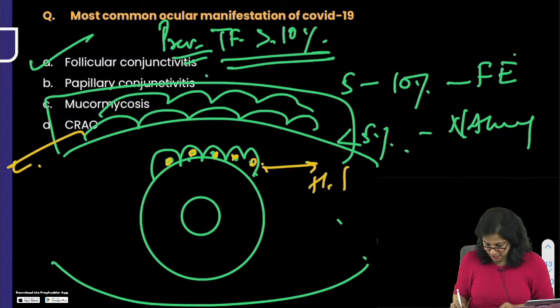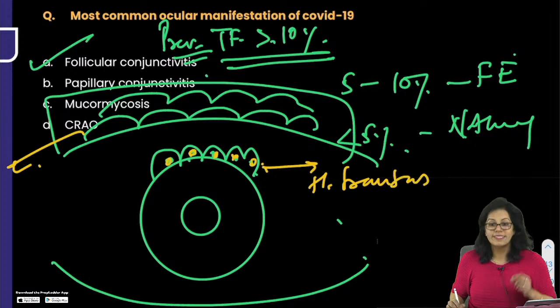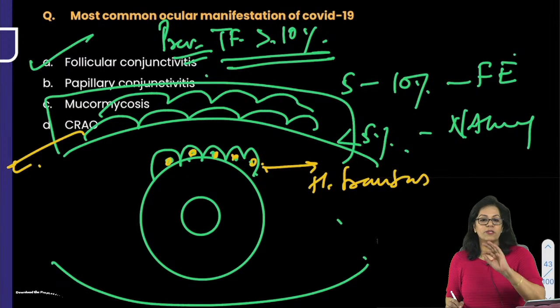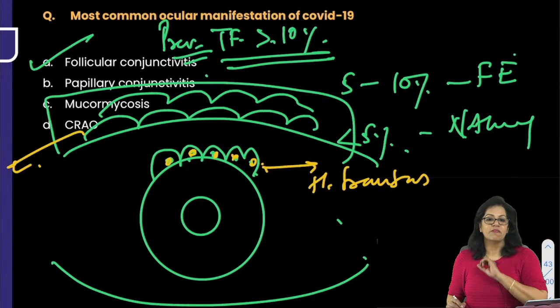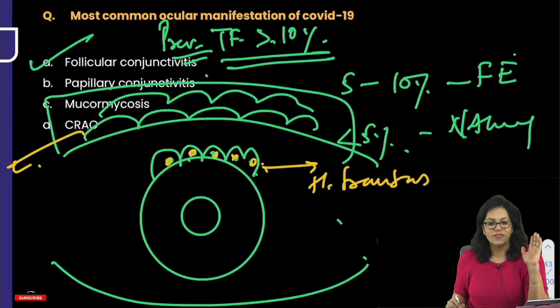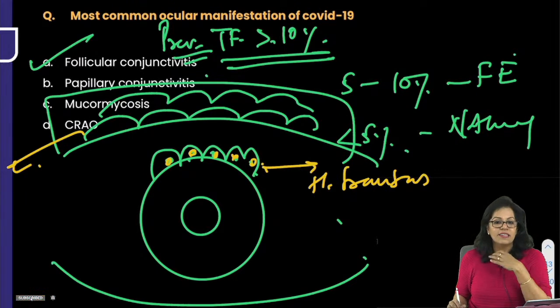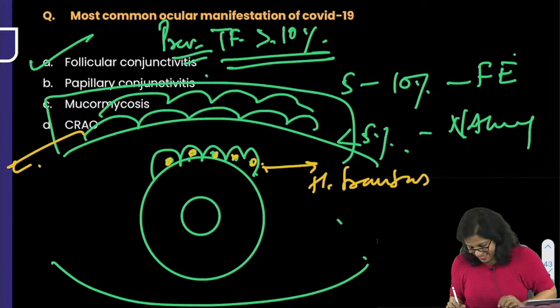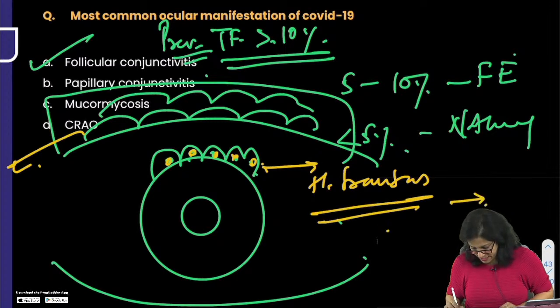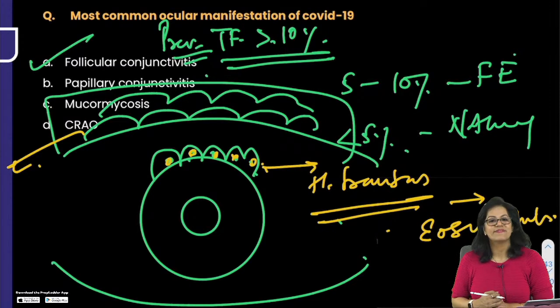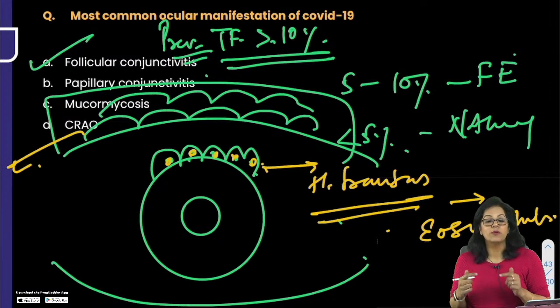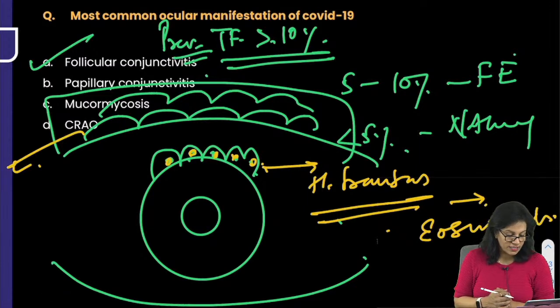These are Horner-Trantas spots. Always diagrams, diagrams, diagrams. Your copy should be full of diagrams and labeling. It will be quick revision, easy revision, picture memory, everything is going to help. So you will see I generally make diagrams and list the findings, which is always very helpful. Horner-Trantas spots are nothing but eosinophils, they have asked you. And of course, one more question on this topic was ropey discharge. Yes, very nice. It is ropey discharge.